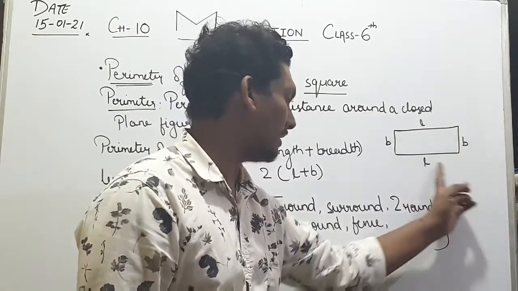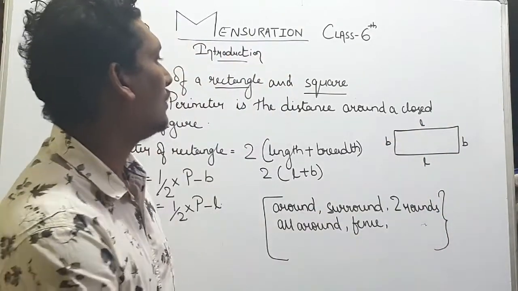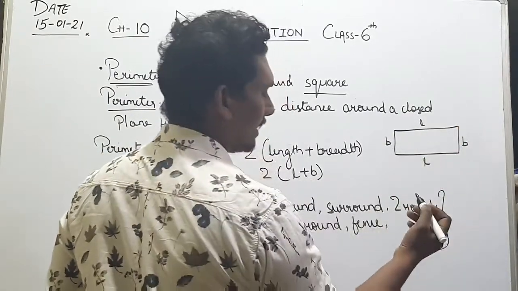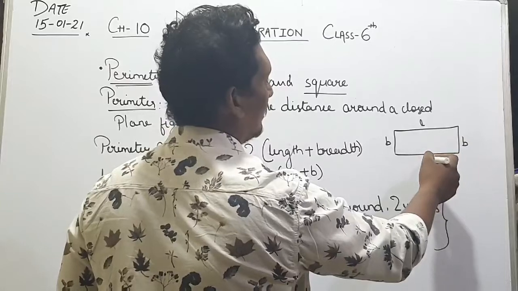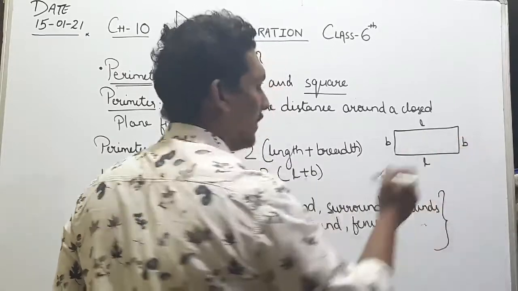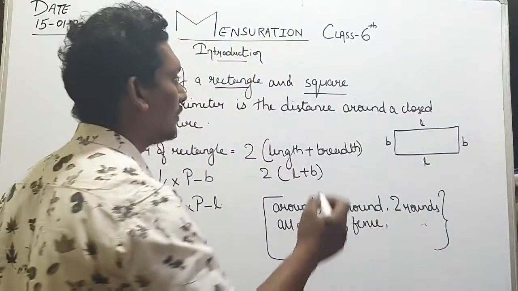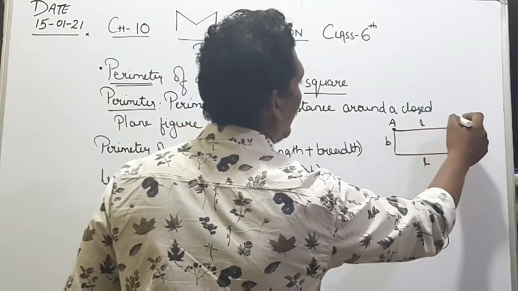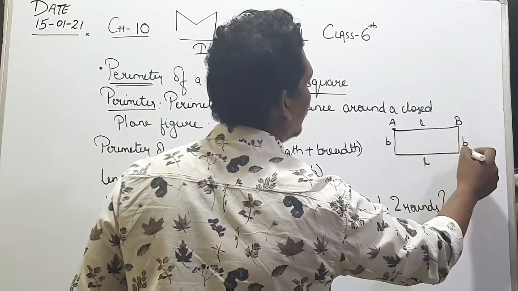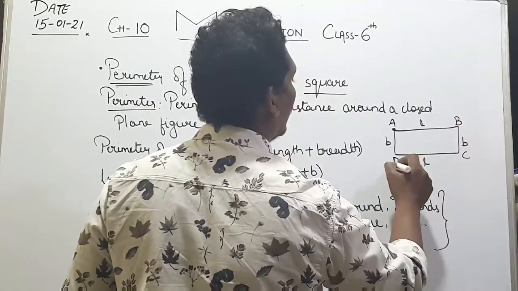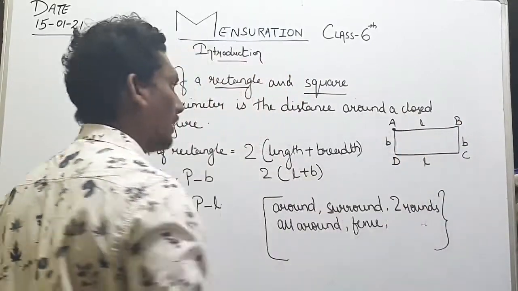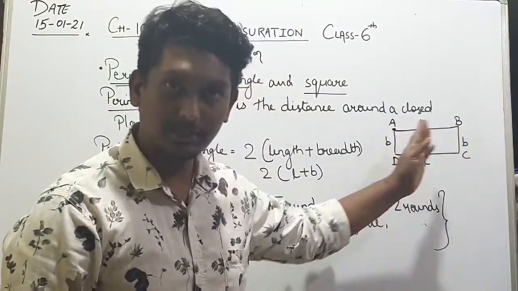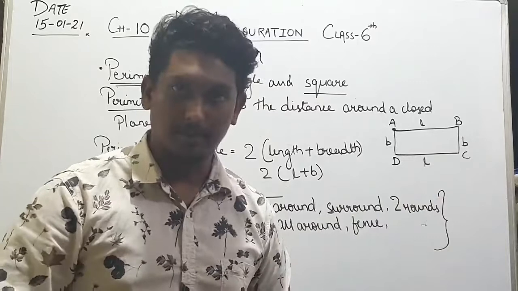This is the rectangle. This is the length. We have opposite sides equal in a rectangle. So this is length and these two are breadth. Perimeter means, suppose you are starting from this point A, to B, and from B to C, then C to D, again D to A. This is called the perimeter, the total distance around a particular figure.